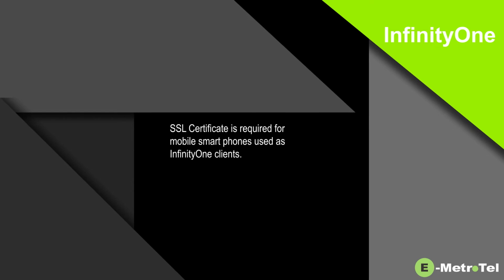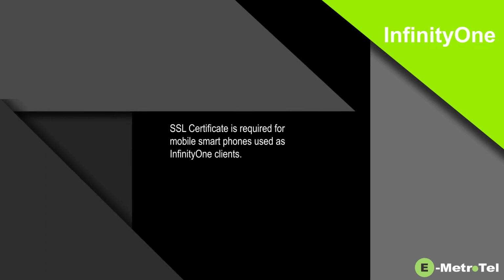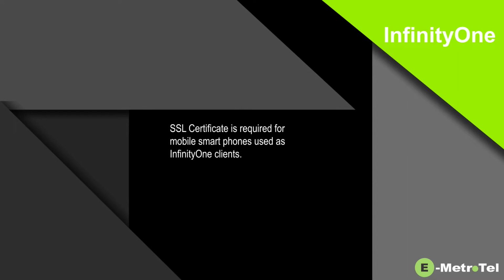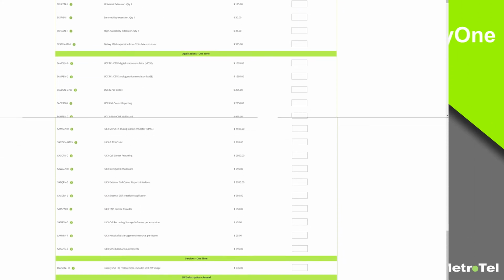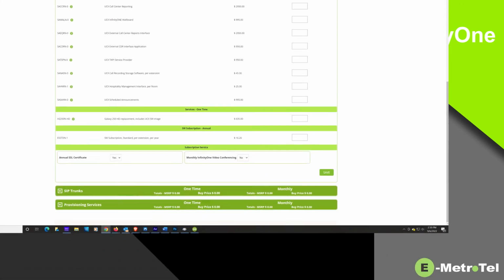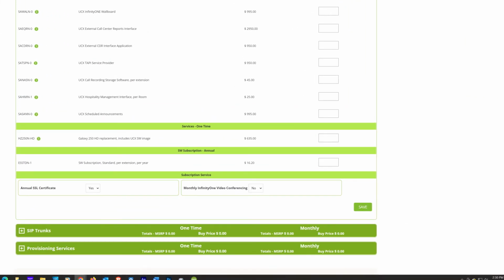Use of an SSL certificate is a requirement for mobile smartphones, iOS and Android devices, to be used as InfinityOne clients. An SSL certificate can be quickly and easily added to any UCX system by going to the E-MetroTel quotations and ordering site, and in the Extensions and Applications section, select Yes to add the certificate, then complete the order. Please confer with your E-MetroTel Business Prime for ordering options.